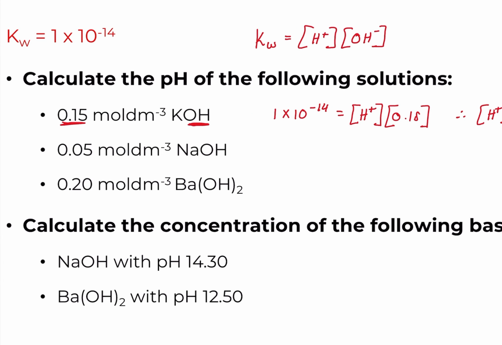Next question says 0.05 mole per dm cubed of sodium hydroxide. Again, it's referring to hydroxide ions. So we know that it's going to be referring to the hydroxide ion concentration in the Kw expression. So we know that our Kw is 1 times 10 to the power of negative 14. We don't know our hydrogen ion concentration. And our hydroxide ion concentration is 0.05.